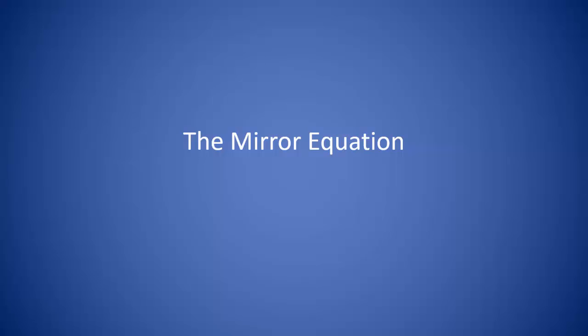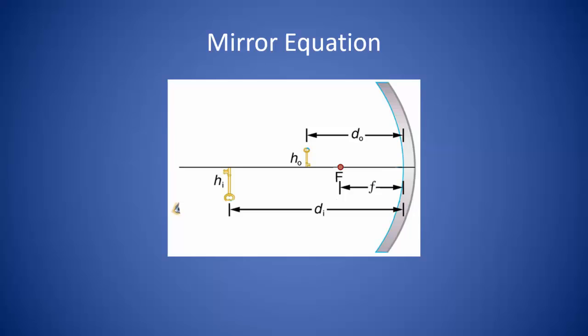As you might imagine, drawing ray diagrams can be tedious and inaccurate. Luckily, an equation can be derived that relates the image distance, object distance, and the focal length of a mirror. In order to do that, we need to define and clarify a few terms.